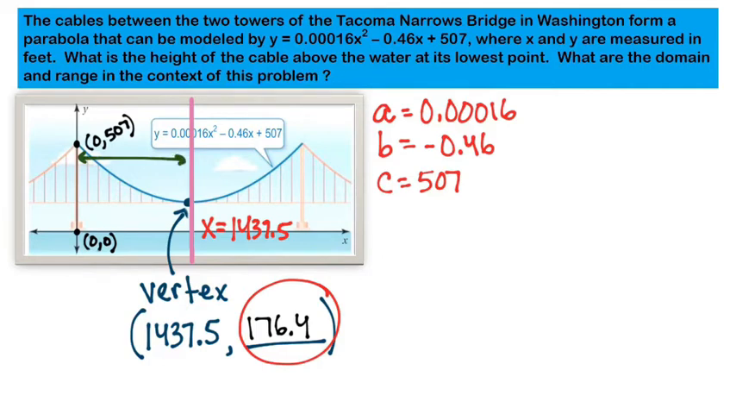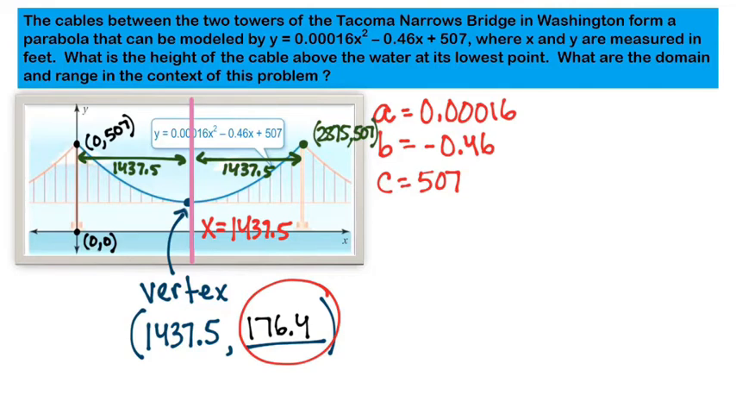So if this distance from the y-axis, the first column on the bridge, is 1,437.5, we know that the other column of the bridge, the other symmetrical point, is going to be 1,437.5 feet away from the axis of symmetry. So that makes this point at the top of the second column of the bridge 1,437.5 plus 1,437.5, or 2,875, 507.